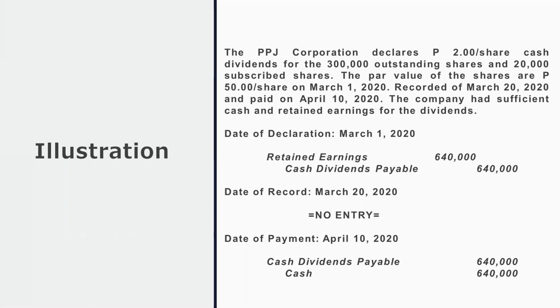So your date of declaration is March 1. So your entry then will be a debit to retained earnings, 640,000, cash dividends payable at 640,000. So paano kinompute yun? That's 300,000 outstanding plus 20,000 subscribed. So that's 320,000 times 2 pesos per share na cash dividend. So you'll have 640,000. So on the date of record, that is March 20, wala tayong entry. So we'll just finalize the list of the shareholders who can receive the dividends.